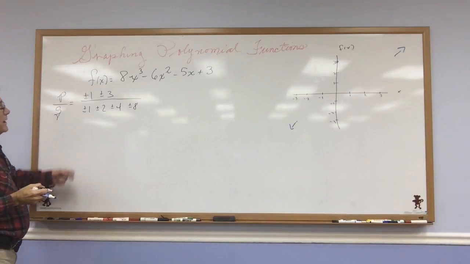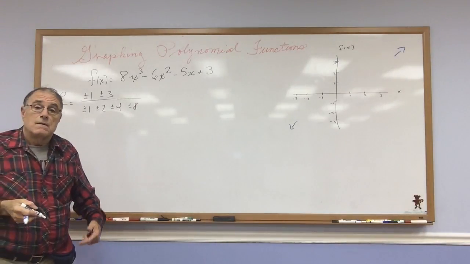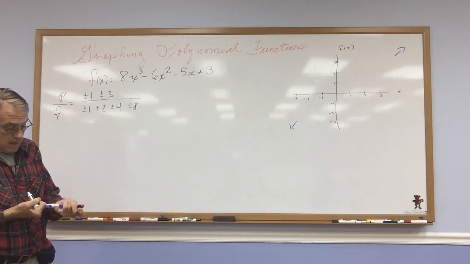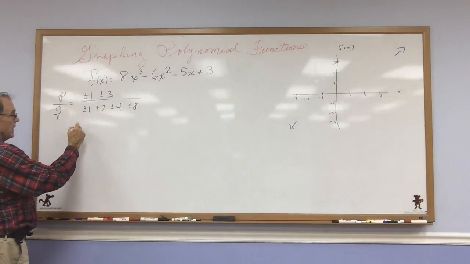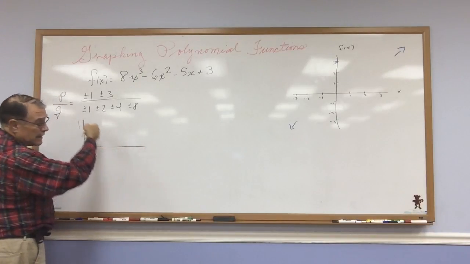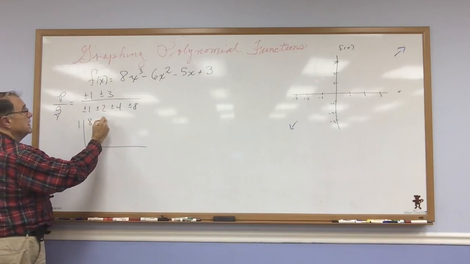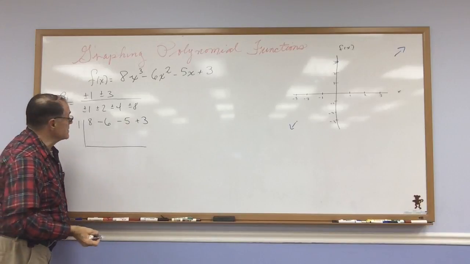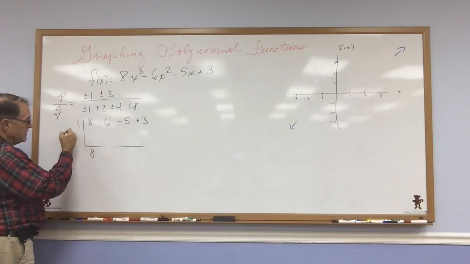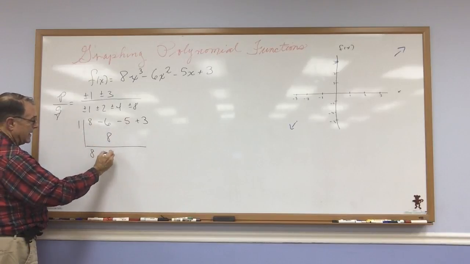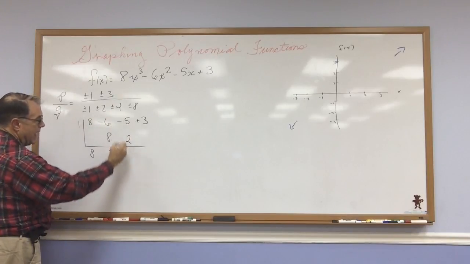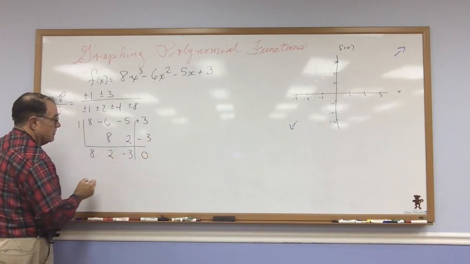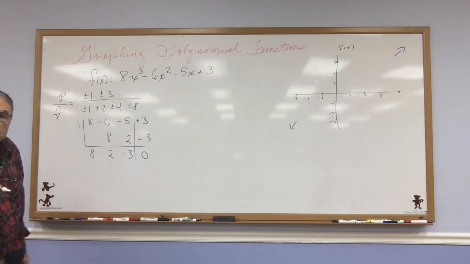Well, I say before we involve fractions, let's try something simple like plus or minus 1 as a zero. Let's try 1, the loneliest number, so they say. Let's see if that's a zero. 8, negative 6, negative 5, and positive 3. We'll use synthetic division. Bring down the 8, times 1, add, times 1, add, times 1, add, and 0. Sure enough, 1 is a zero.